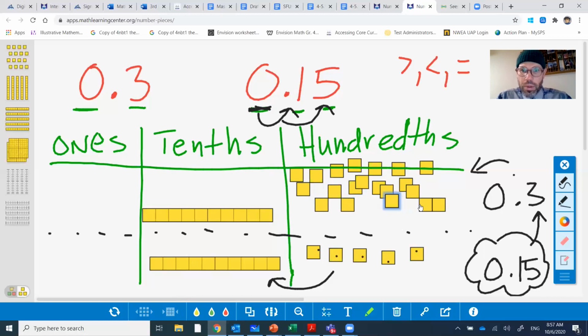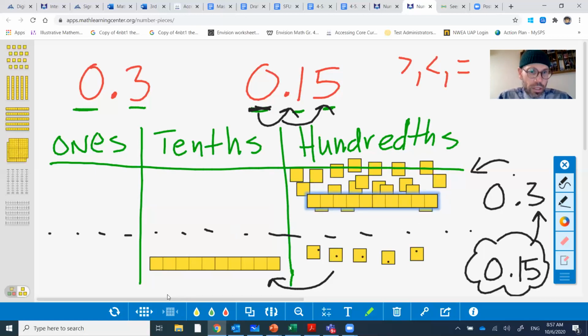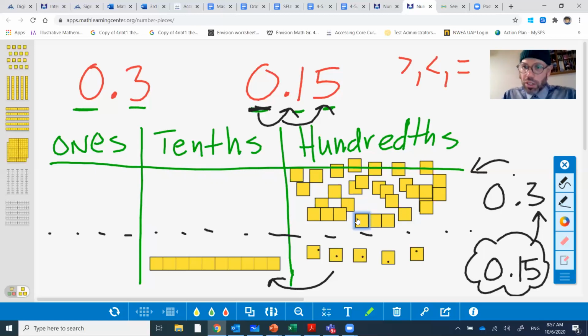And then we could break this one apart too and bring it over here and turn it into a bunch of hundreds, break it apart. And what we see is we actually end up with 30 hundredths. There's 30 of these if I count them all. And they're all over here.